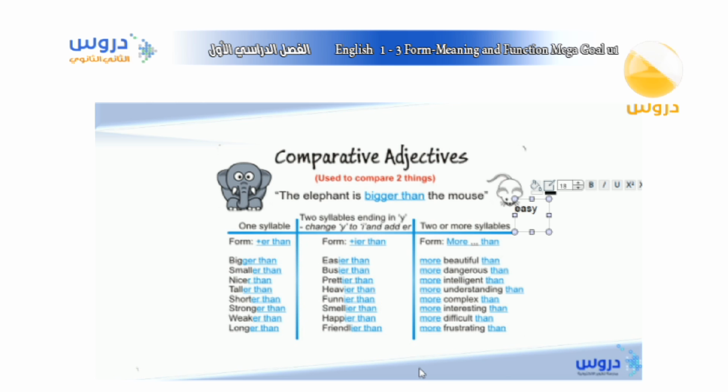Now it is ended with Y. Also busy. Last letter is ended with Y. Color it here. Last letter is Y. Easy, busy.